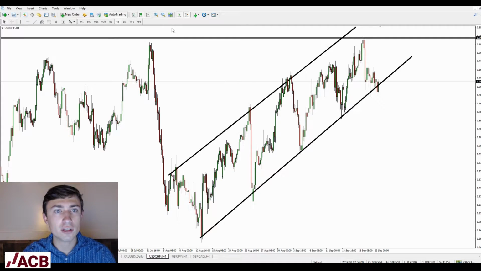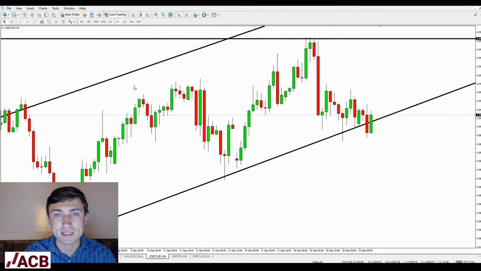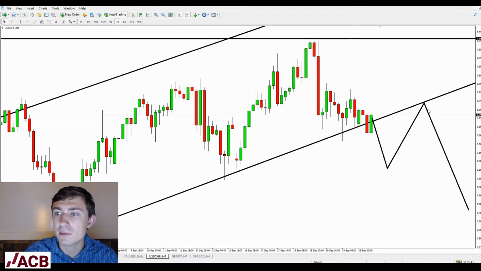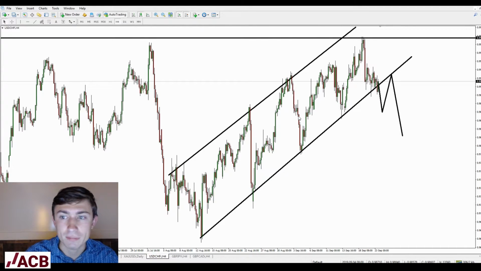Now, if we're looking for a sell opportunity on USD Swiss, I'd be looking for some sort of major break of this structure, right? And then a potential retest of that area, and look for some sort of sell opportunity along the retest. That's just me. That's how I would look for a potential trend line break. If I was a bear, I would wait for something like that to happen on USD Swiss.